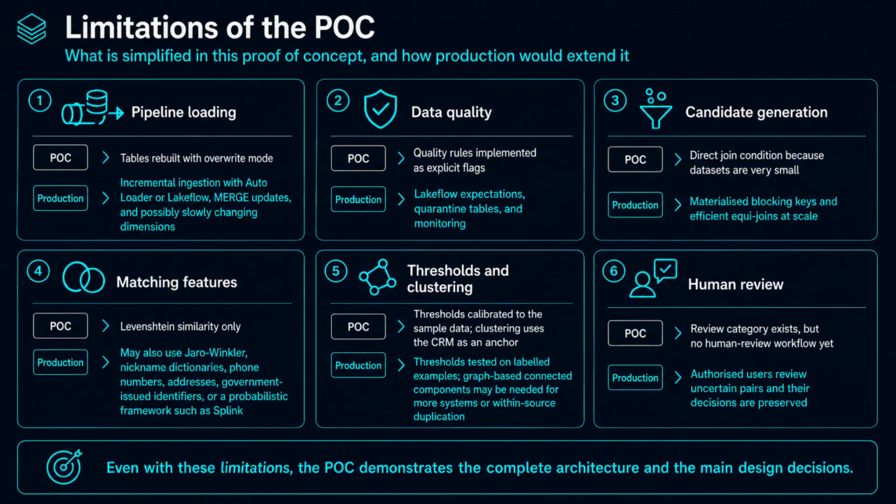The clustering model uses the CRM as an anchor. With more systems or with in-source duplication, we may need graph-based connected components. And finally, the review category does not yet have a human review workflow. A production implementation should allow authorized users to review uncertain pairs and preserve their decisions. Even with those limitations, the POC demonstrates the complete architecture and the main design decisions.